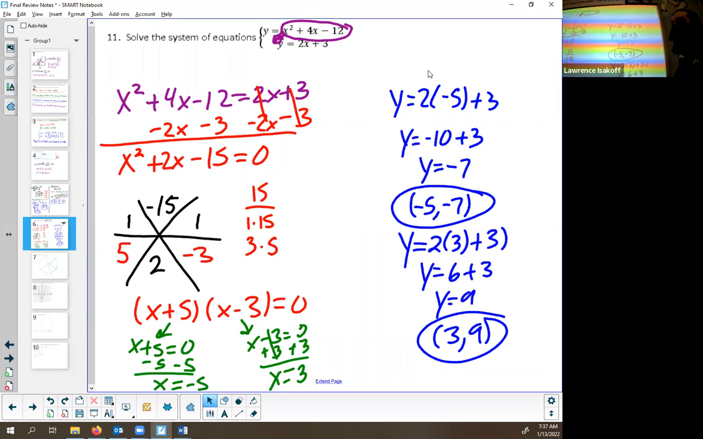-5, -7, and 3, comma 9. So our math lines up with the graph. Any questions on number 11 right now? I know the work was a little much.